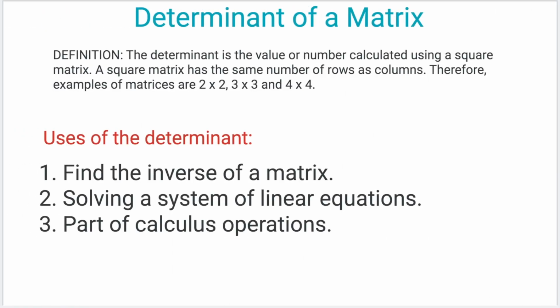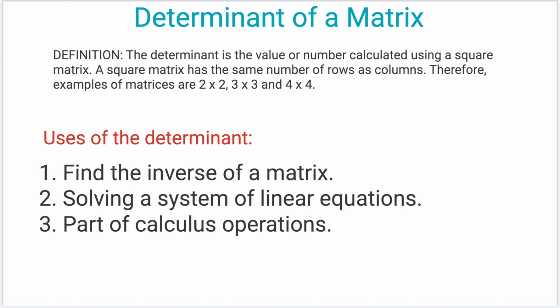So let's start off by looking at what's the definition of a determinant when you're working with matrices. The determinant is the value or number calculated using a square matrix. So when you're doing this, you need a square matrix. If you forgot what a square matrix is, a square matrix has the same number of rows as columns. Therefore, if you have a matrix that is 2x2, 3x3, 4x4, 10x10, as long as the rows and columns are the same, then you're going to be able to calculate the determinant.